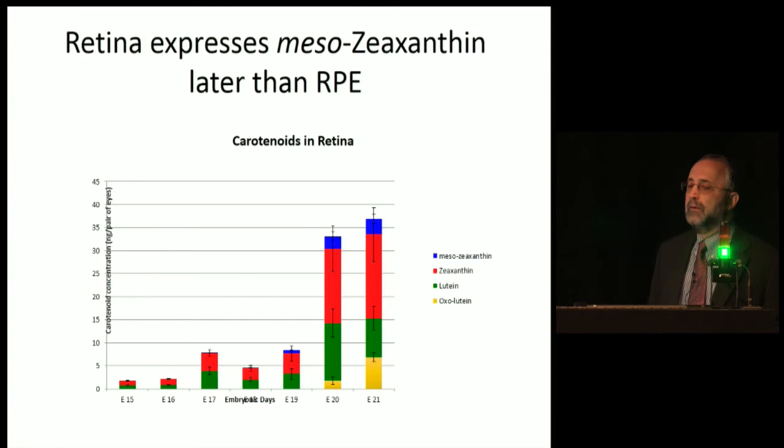The retina also has meso-zeaxanthin, as we would expect. But it comes up a few days later here. It's barely there on E17, not detectable very much. And it comes up and rises dramatically here. And we'll look at this in a little more detail as to what's really going on.